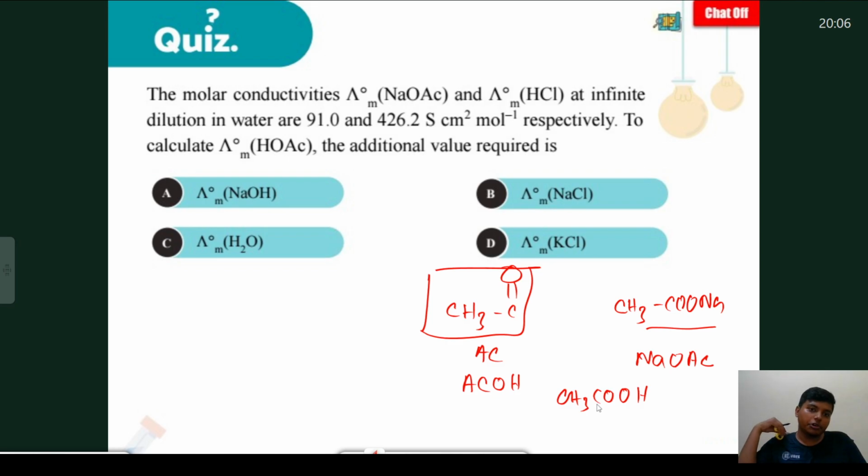What additional value do you require to find this? Answer, answer. NaCl unit, right? Like Na and Cl you need to remove. So NaCl unit.